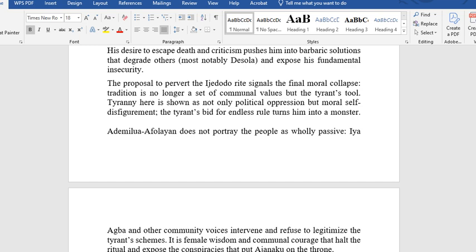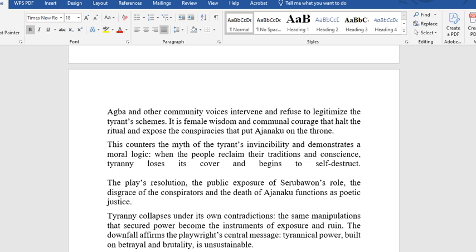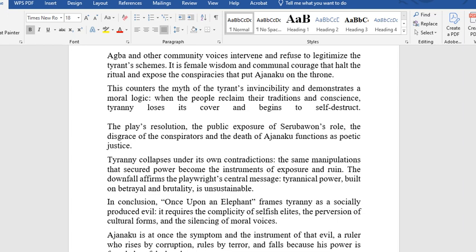Ademilua-Afolayan does not portray the people as wholly passive. Iyagba and other community voices intervene and refuse to legitimize the tyrant's schemes. It is female wisdom and communal courage that halt the ritual and expose the conspiracies that put Ajanaku on the throne. This counters the tyrant's need for invisibility and demonstrates a moral logic. When the people reclaim their traditions and conscience, tyranny loses its cover and begins to self-destruct. That is where internal conflict arises in the play.